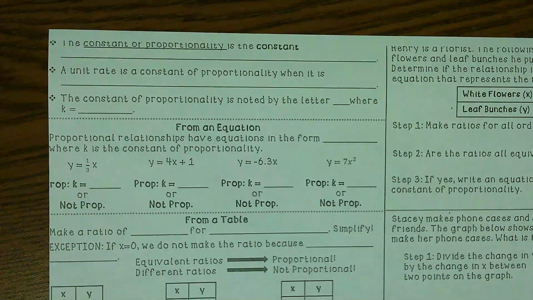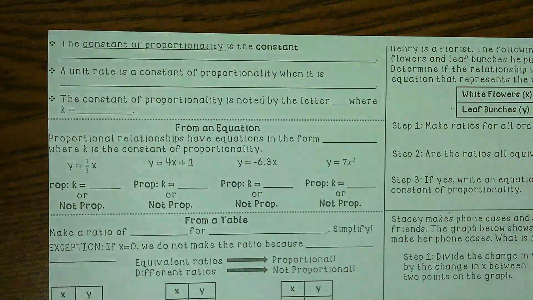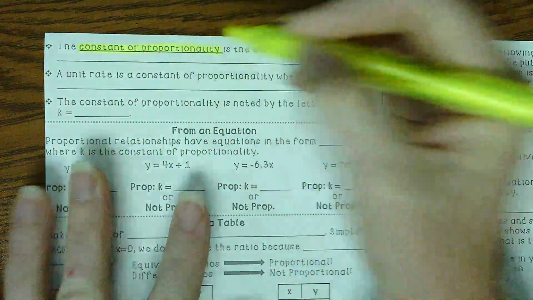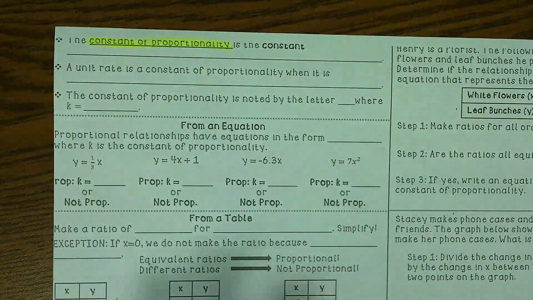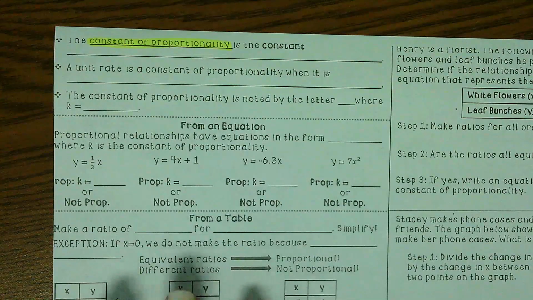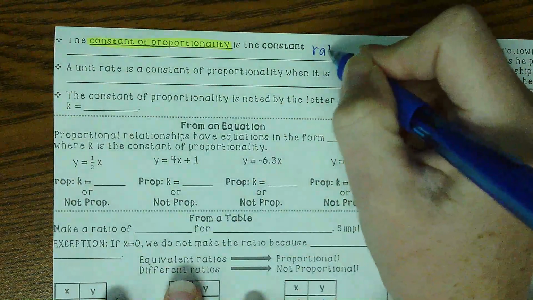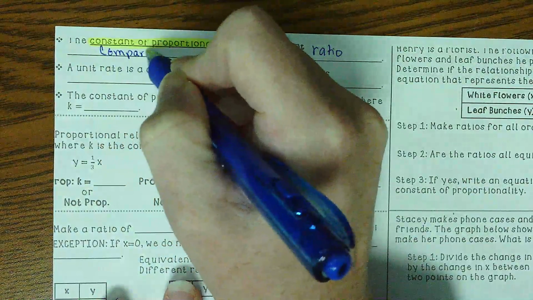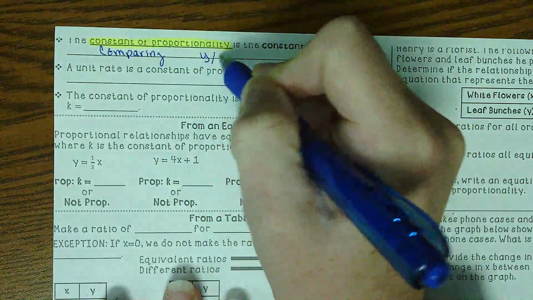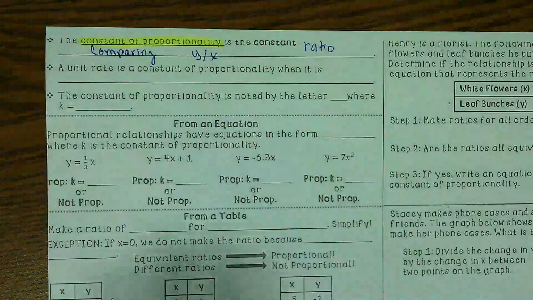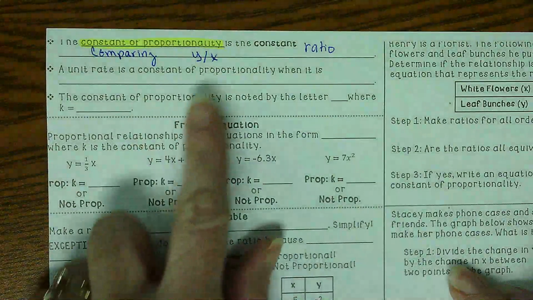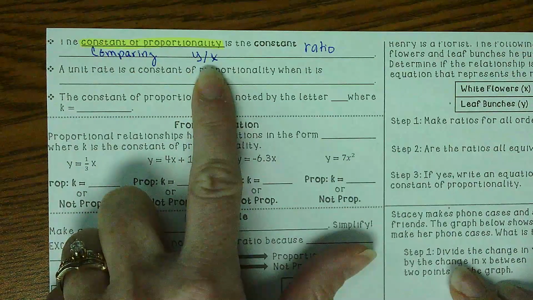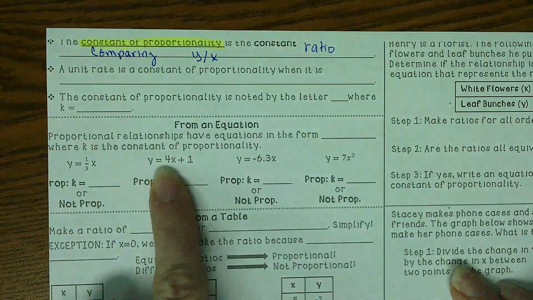So the first thing I want you guys to notice at the very top is it has a definition. What is the constant of proportionality? This is going to be a ratio comparing y over x. Remember, every time yesterday when we started our lesson, it was y value over x value. We'll talk more about those y's and x's down here.